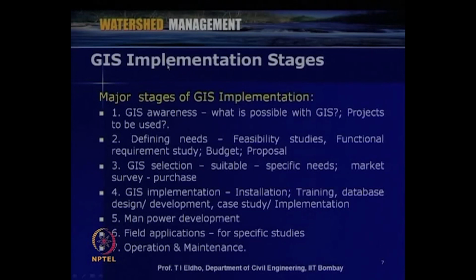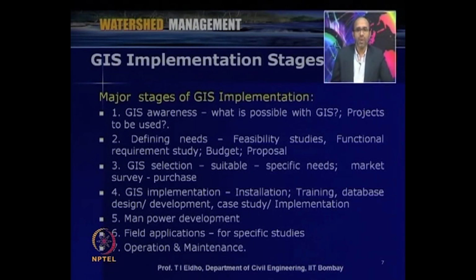Now, if we are going to use GIS, what are the major stages of GIS implementation? That I have listed here. First of all, you should have GIS awareness: what is GIS, what GIS can do, what the objectives are depending upon your needs, and what kind of problems can be solved. All those things we should understand. There should be at least some introductory GIS awareness before you implement the GIS in your system for various purposes.